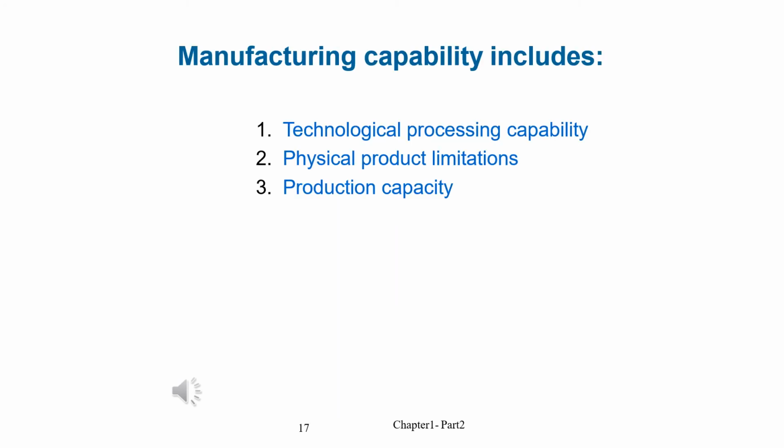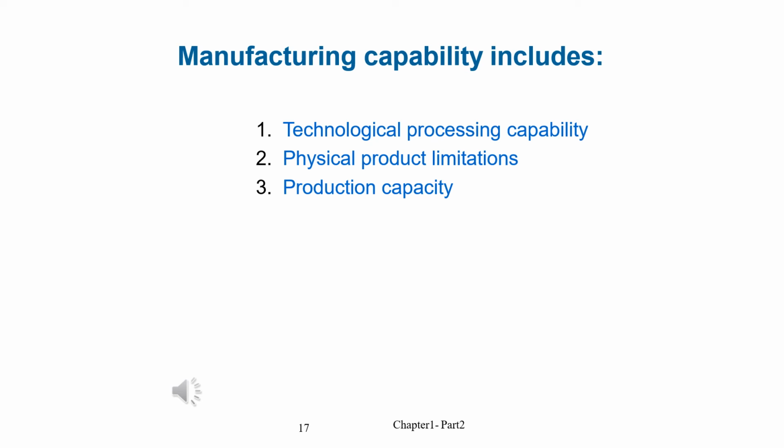So capability, there are 3 parts to this, right? Technological processing capability. Is it even possible to make this thing, right? Or do you have the processes, or is it even technically possible to make this thing? And I've seen some pretty dumb designs coming out of engineering that there's no way we could make. And I won't use any examples, but you'll see it too when you get out there.